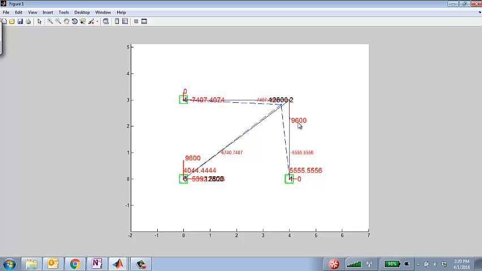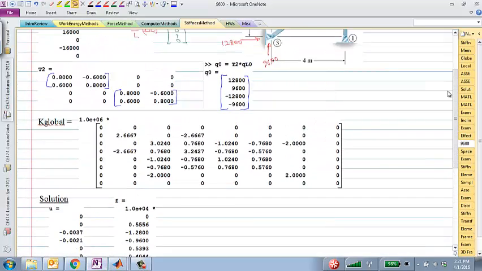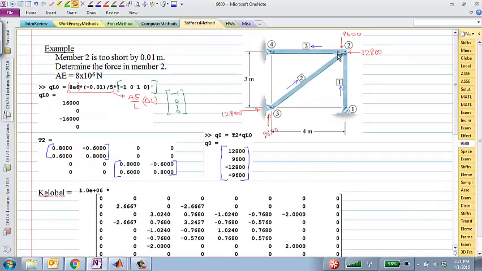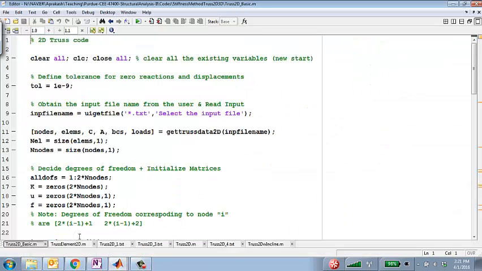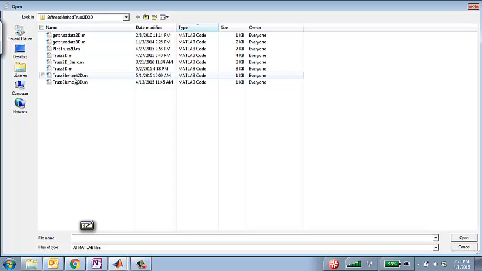so very quickly, just to recap the idea here, if you have a member that is too short or too long by delta L, you calculate the local forces, convert those local element forces to global forces. These global forces need to be applied to this truss as part of an input file. And I think I'll show you that input file. That would be the last thing I'll show you, and then we're done.